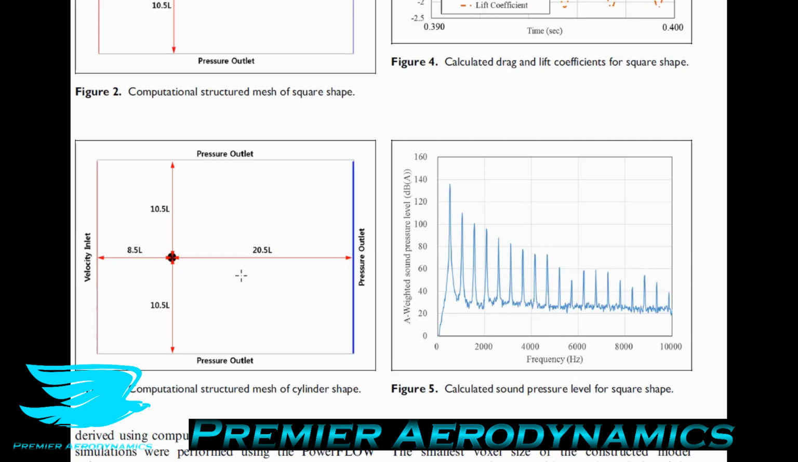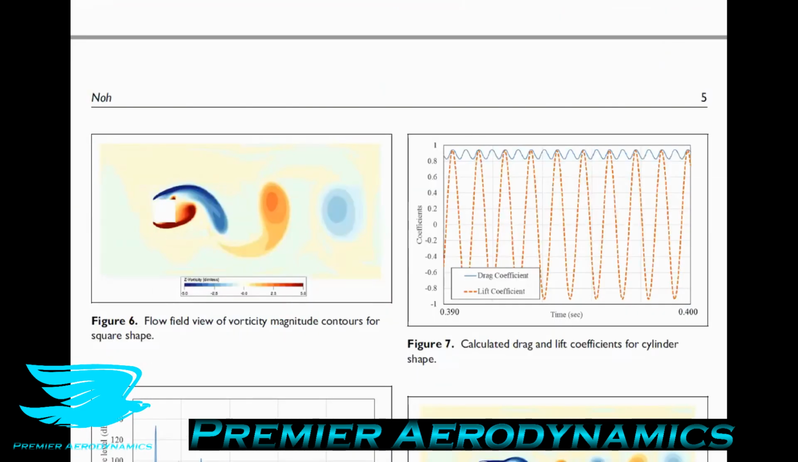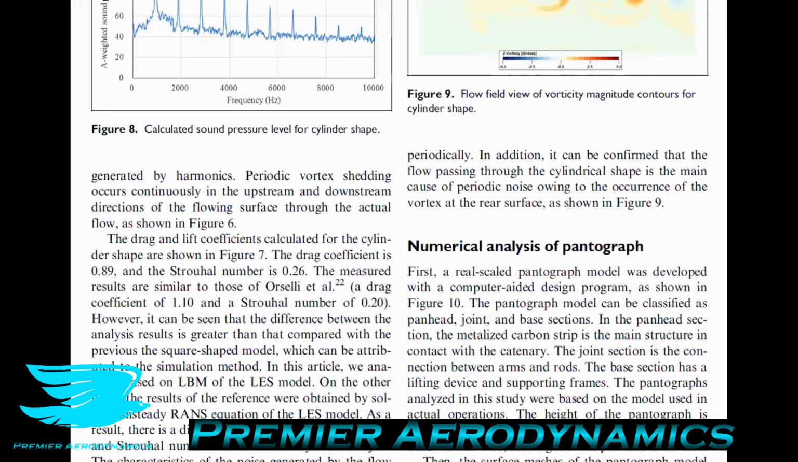They're finding them. In figure 6, they have the Z vorticity around the square, and they say that this LBM CFD predicts the periodic vortex shedding around the square here, so that's very good. We should be seeing that too. So generally speaking, this CFD approach is giving quite good results. It's agreeing with literature, so that's always nice.